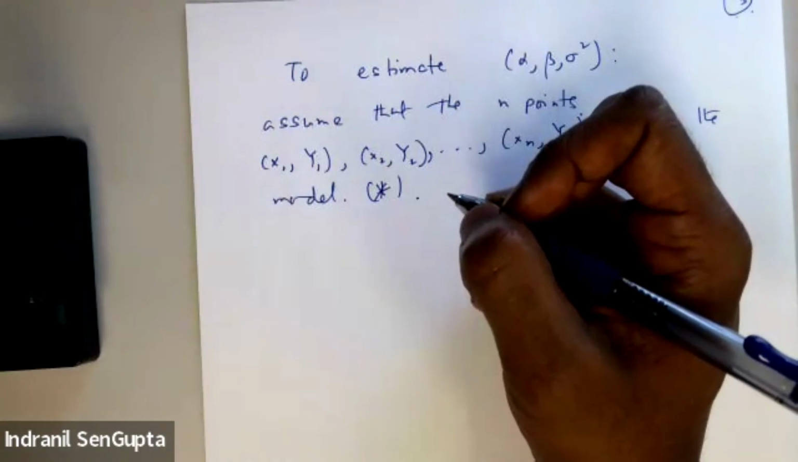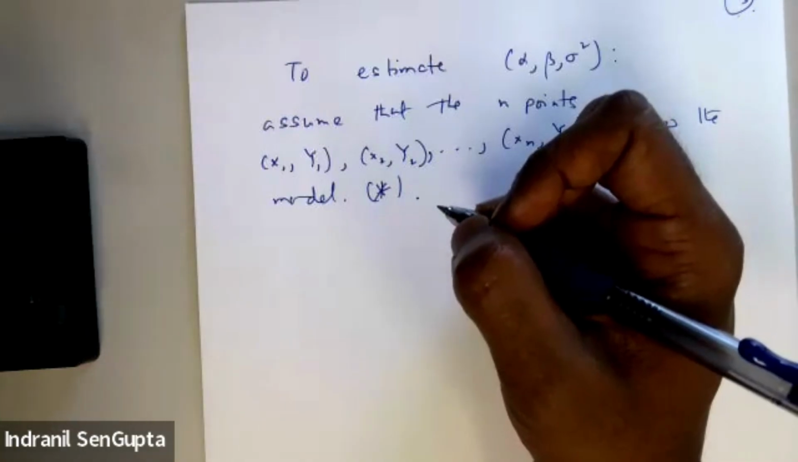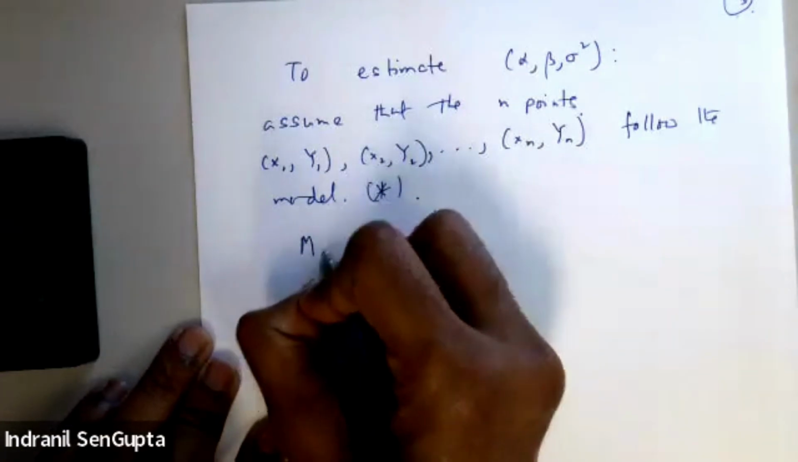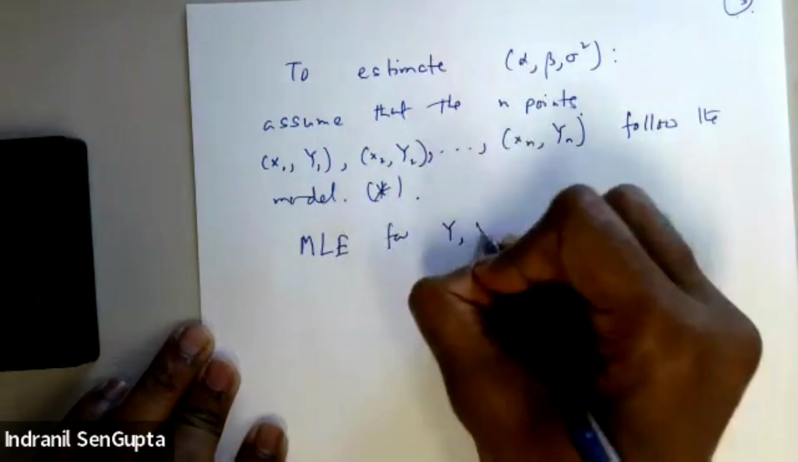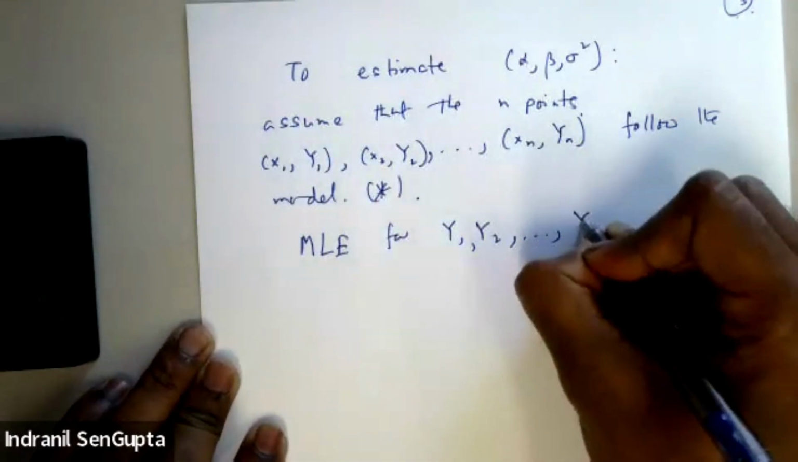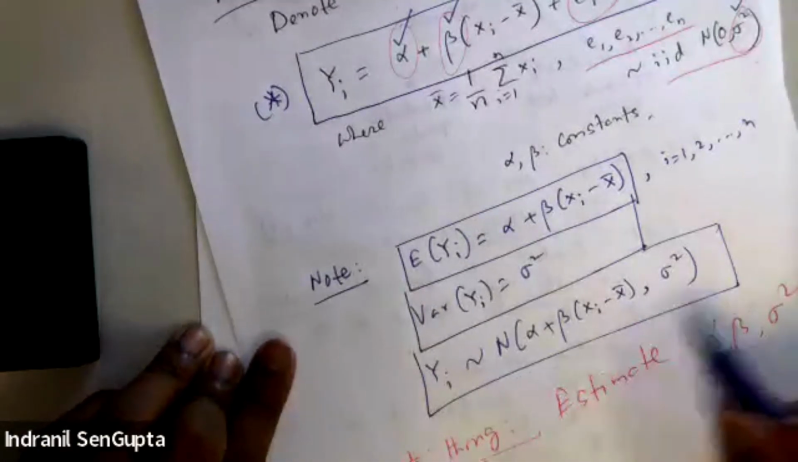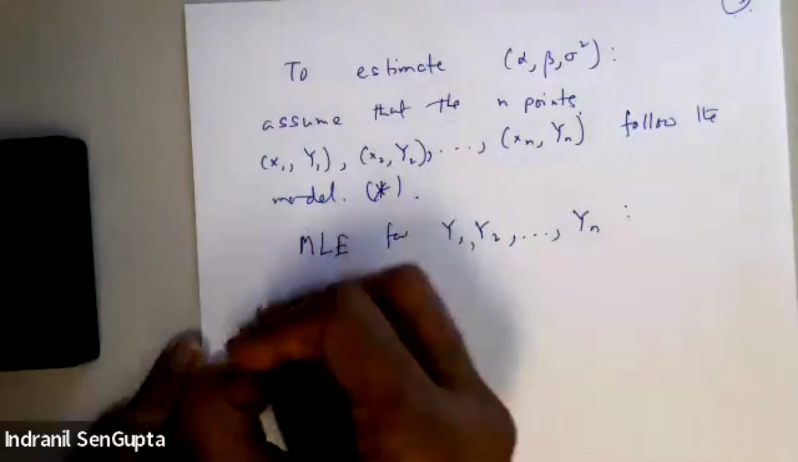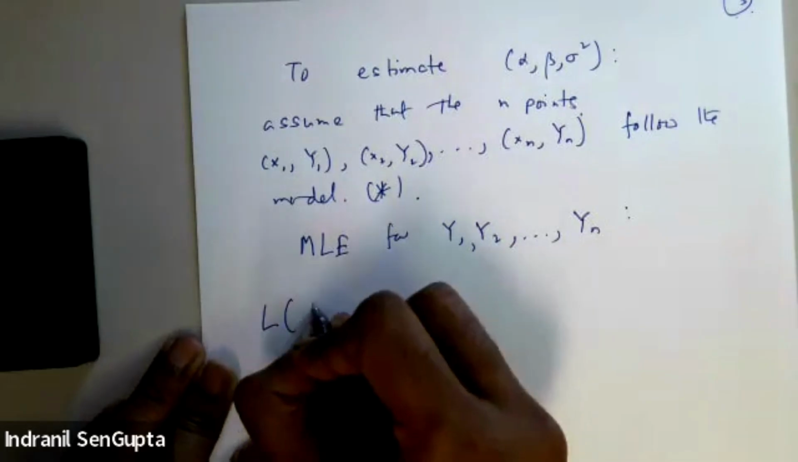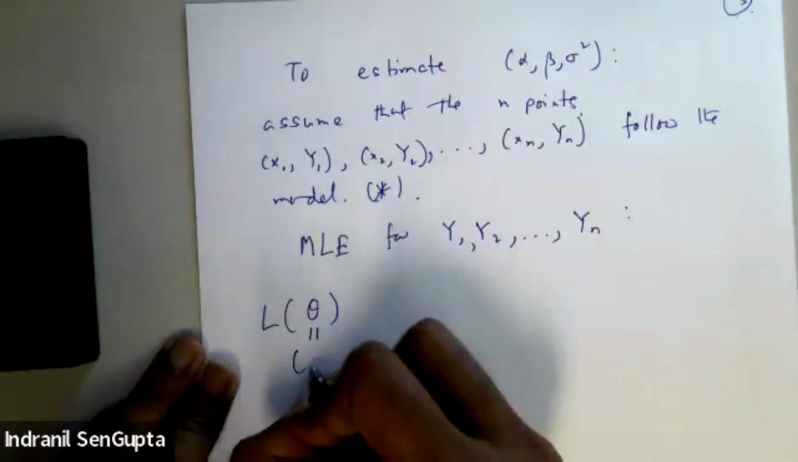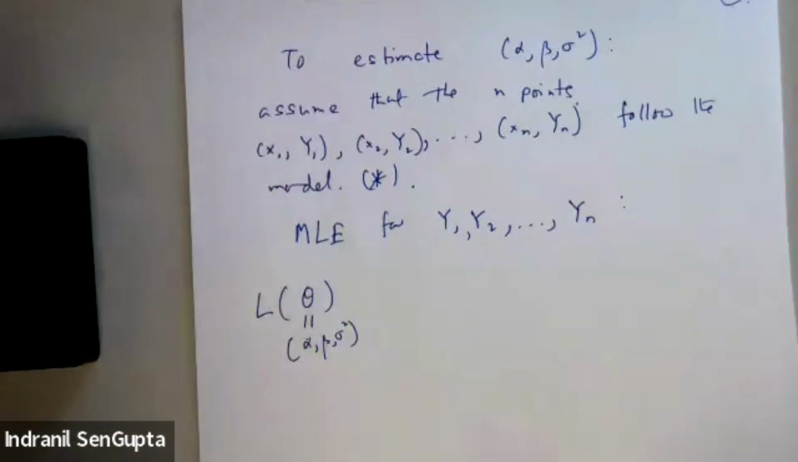Okay, so let's compute the maximum likelihood estimation. So the MLE for this sample Y1, Y2, Yn is given by, now each of these follows a normal distribution with this mean and variance. So let's write this down. It depends on three parameters, right? So typically we write this as theta, and theta in this case is alpha, beta, and sigma squared. So that's the three values of theta.